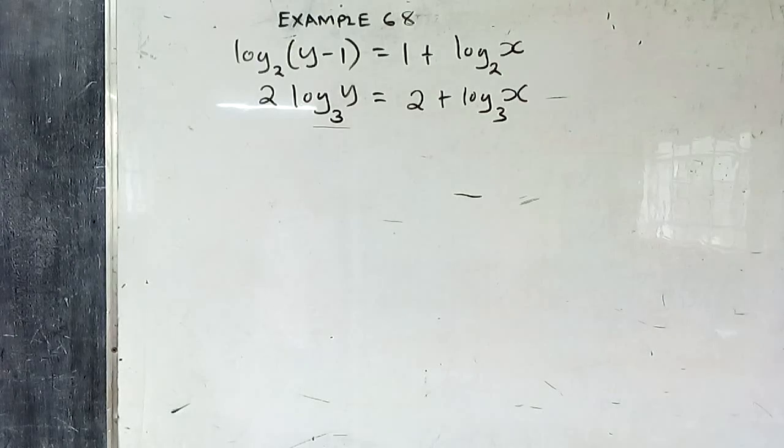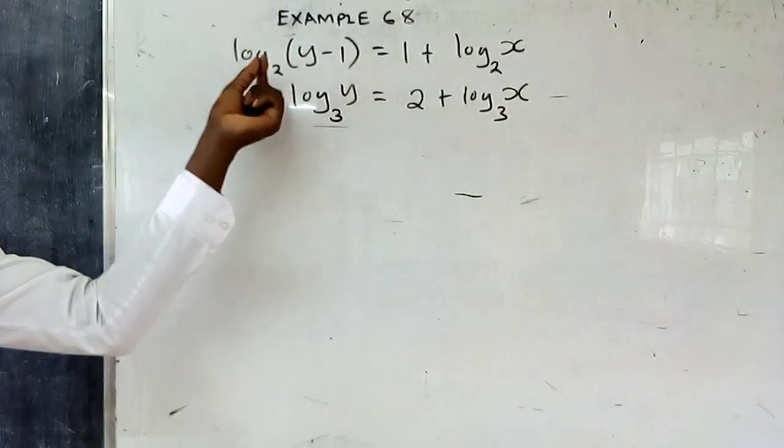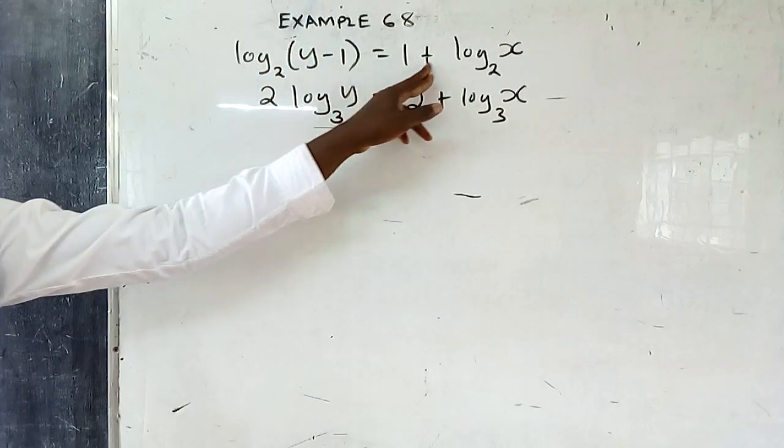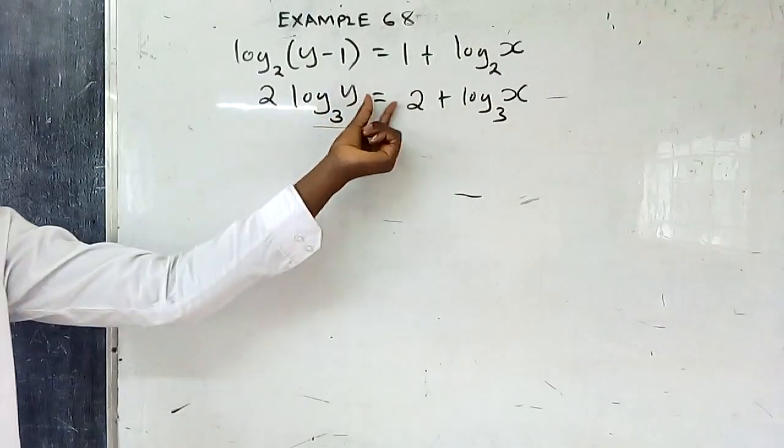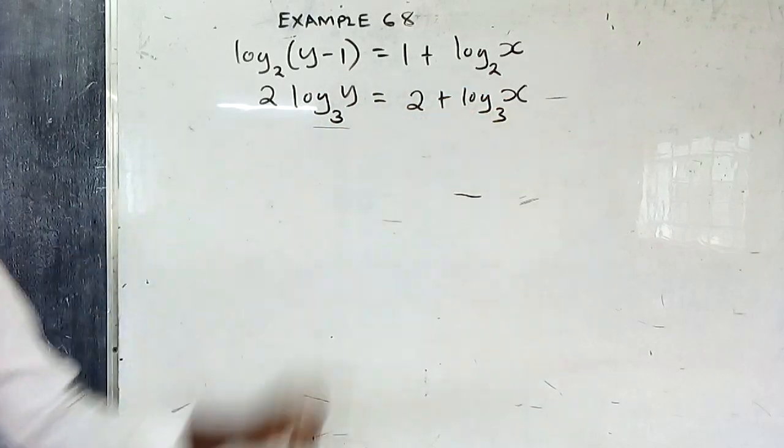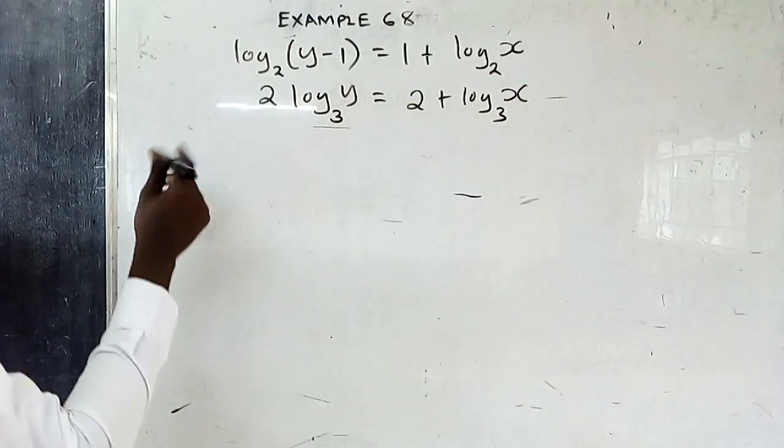Number 68, solve the following simultaneous logarithmic equations. The first one: log (y minus 1) to base 2 is equal to 1 plus log x to base 2. The second one: 2 log y to base 3 is equal to 2 plus log x to base 3. So let us start with the first one.